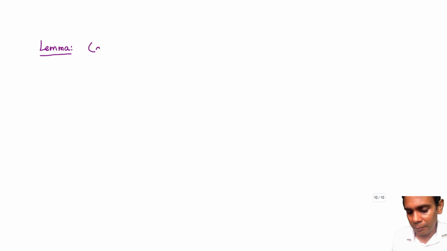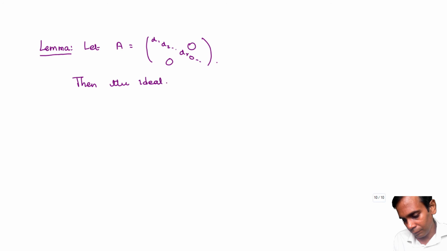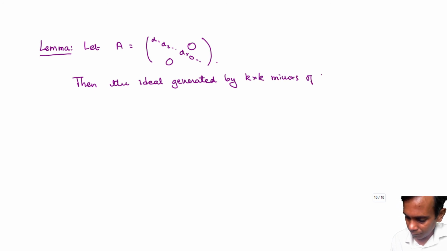Let A be a matrix of the form D1, D2, up to Dr, and zeros. So it's in a Smith canonical form. Then the ideal generated by the k by k minors of A is the ideal generated by the product D1, D2, up to Dk.